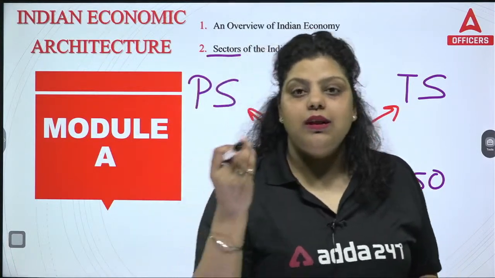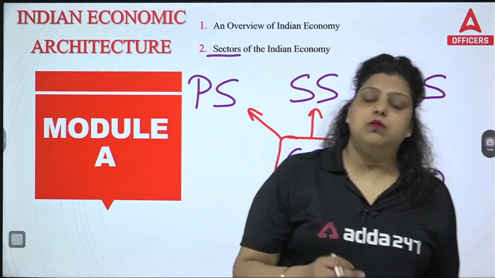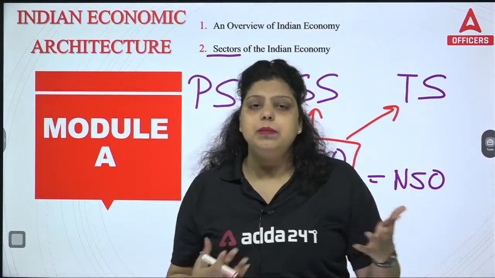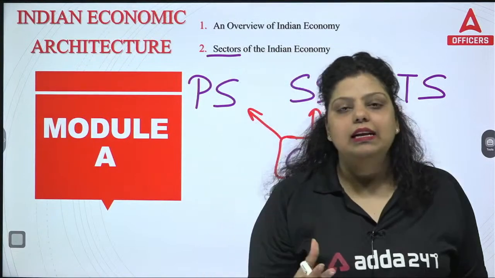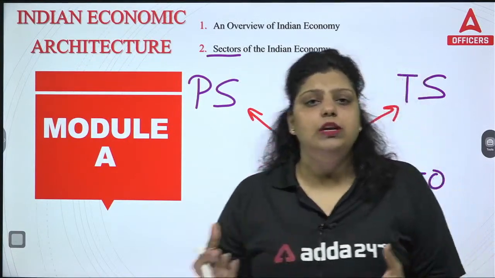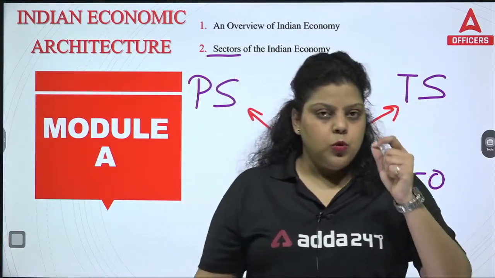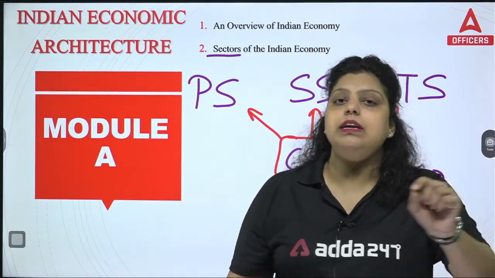As we know, national income was first estimated in the country by Dadabhai Naoroji. And after that, the first legal attempt, or we can say the first official attempt, to calculate national income was taken by the Government of India after independence.